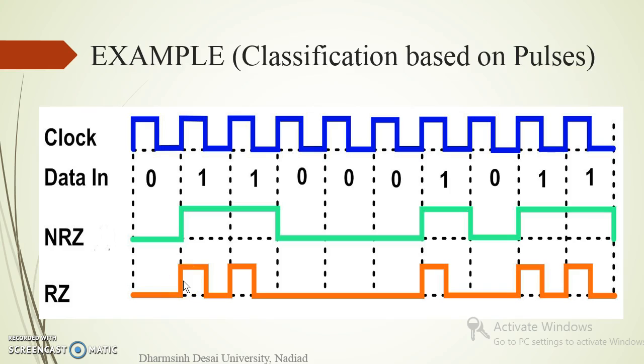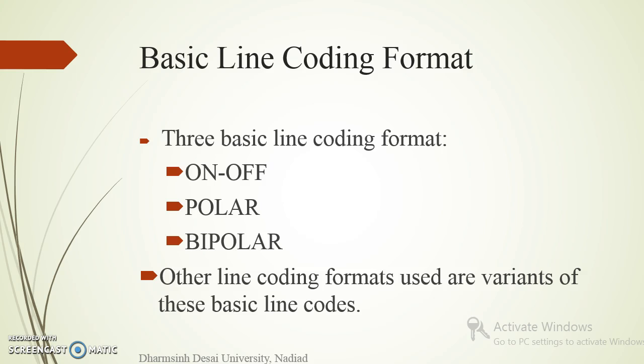Now let's understand the different types of line codes based on the line coding format. There are many, but basically all of them can be categorized in three forms. That is, one is on-off, another is polar, and the third one is bipolar. The name itself gives you some idea about on-off, polar, and bipolar. Most of the other line coding formats are variants of these basic line codes.